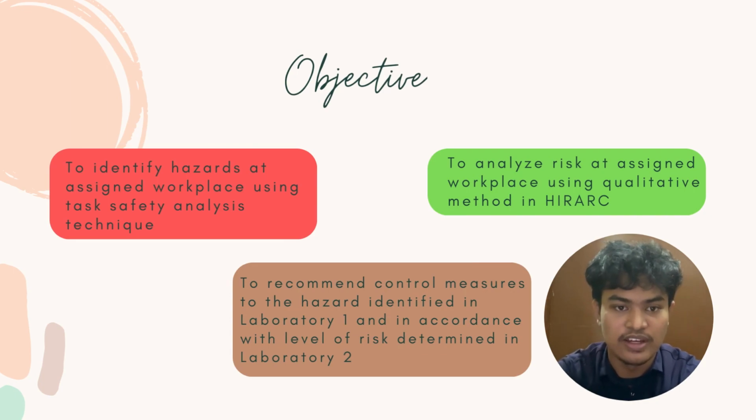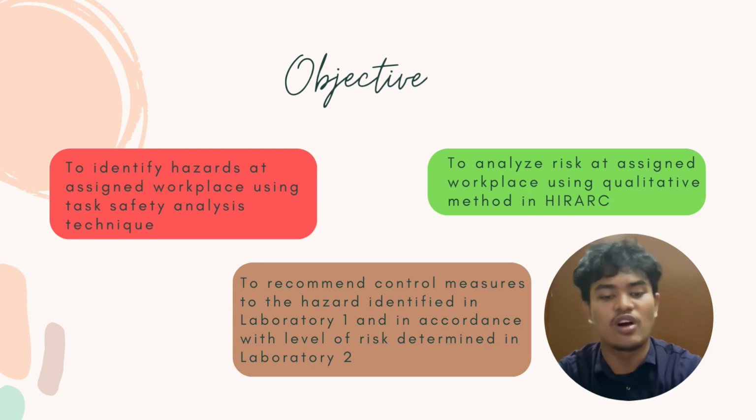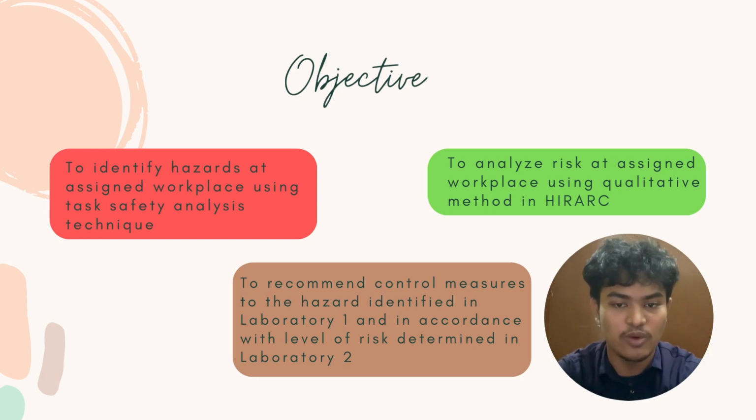Next, for the objective, there are three objectives that we list. First is to identify hazards at an assigned workplace using job safety analysis technique. Second is to analyze risk at the assigned workplace using the qualitative method of hierarchy. And lastly, to recommend control measures to the hazards identified in laboratory 1 in accordance with the level of risk determined in laboratory 2. That's all from me. I will pass to the next presenter.